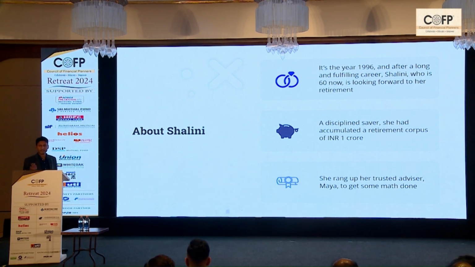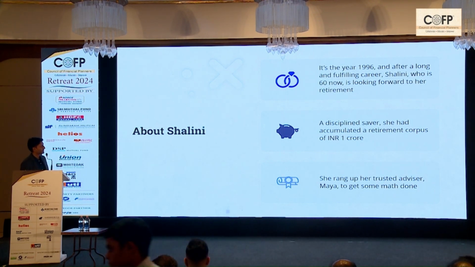She has the typical employees' provident fund and public provident fund, but she's also been a prolific investor in stocks and mutual funds. And the CAGR of equity between 1980 and 1990 made her a lot of money. So she now wants to retire, and she rings up her trusted advisor, Maya, to do some math. How much can I withdraw from my retirement corpus?